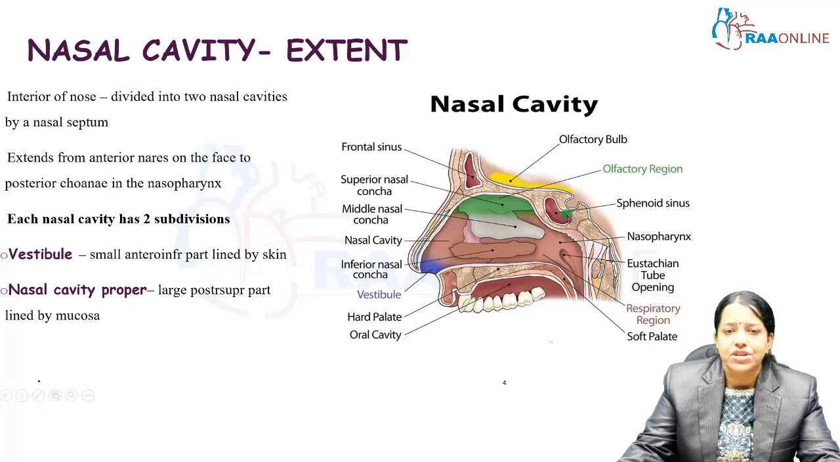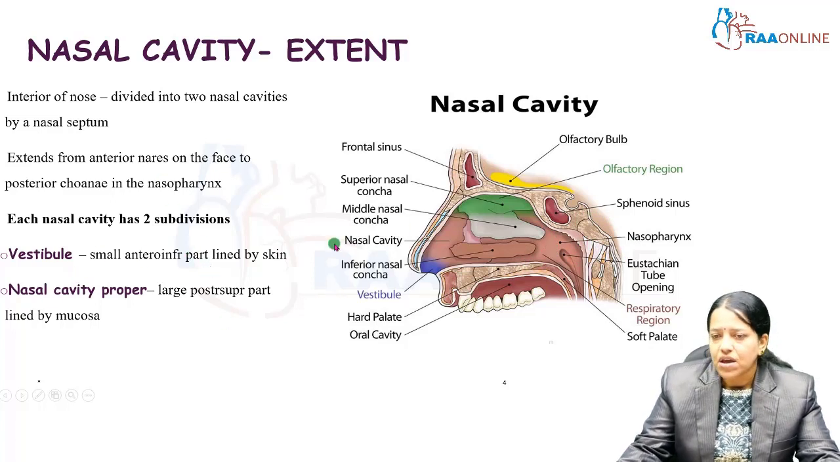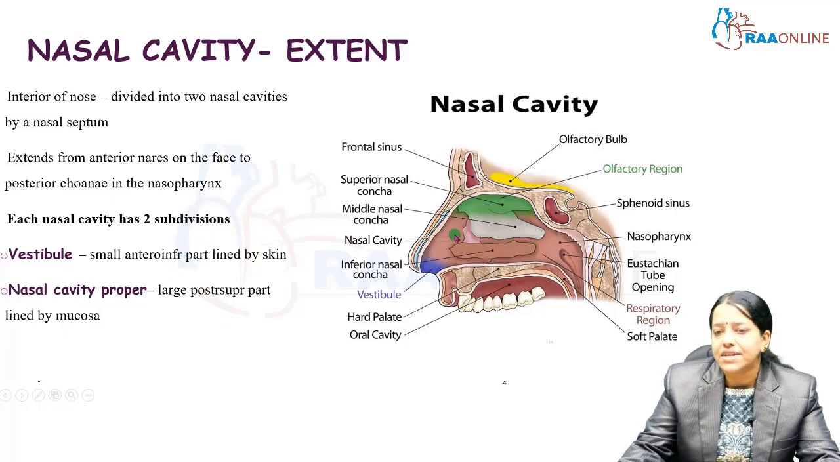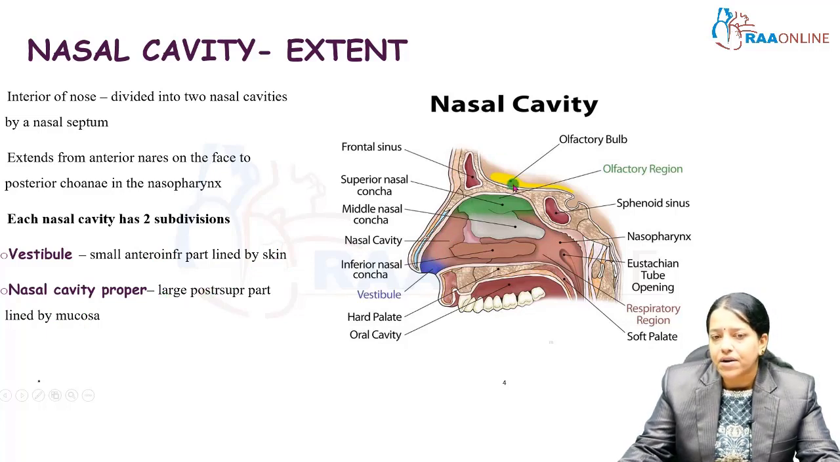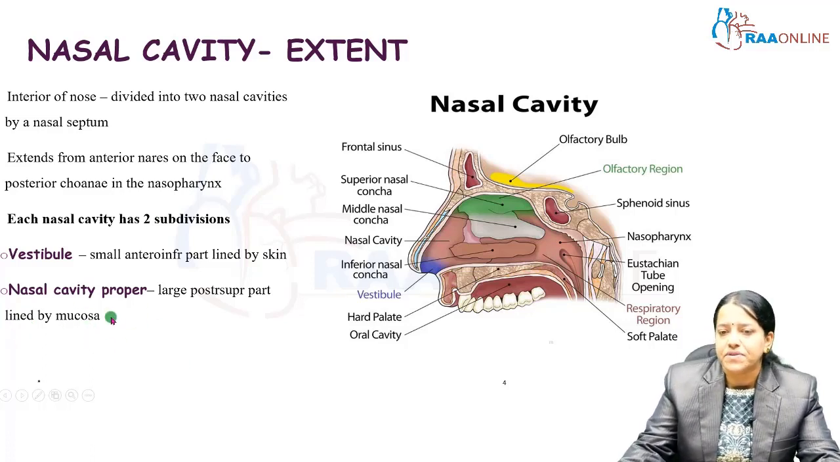The nasal cavity has two subdivisions. You have a vestibule, the anterior inferior part of the nasal cavity, which is lined by skin. And the nasal cavity proper is the large posterior superior part of this cavity, which is lined with respiratory mucosa, that is, respiratory epithelium.